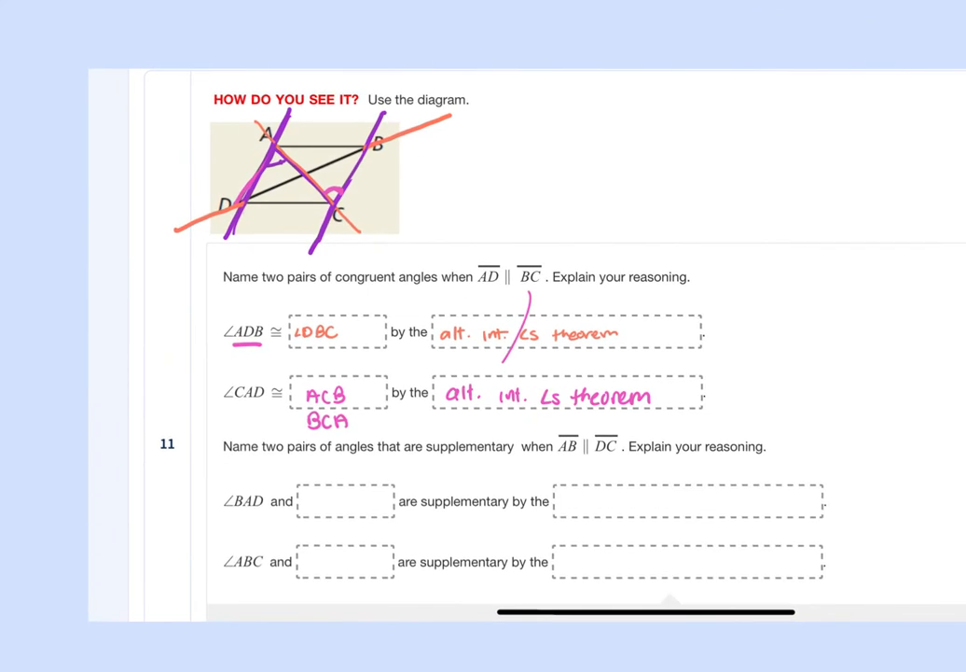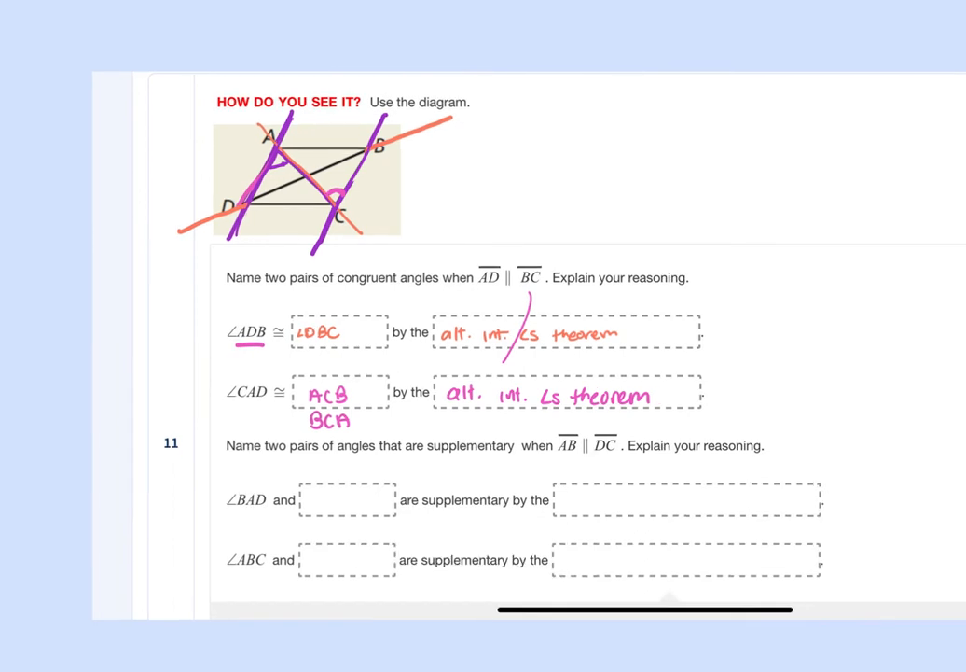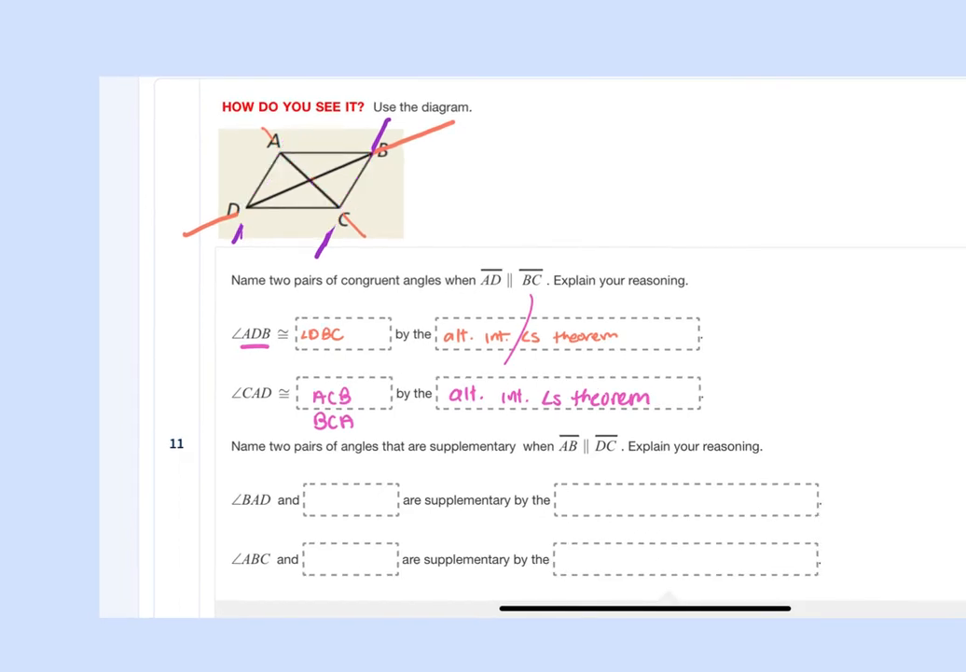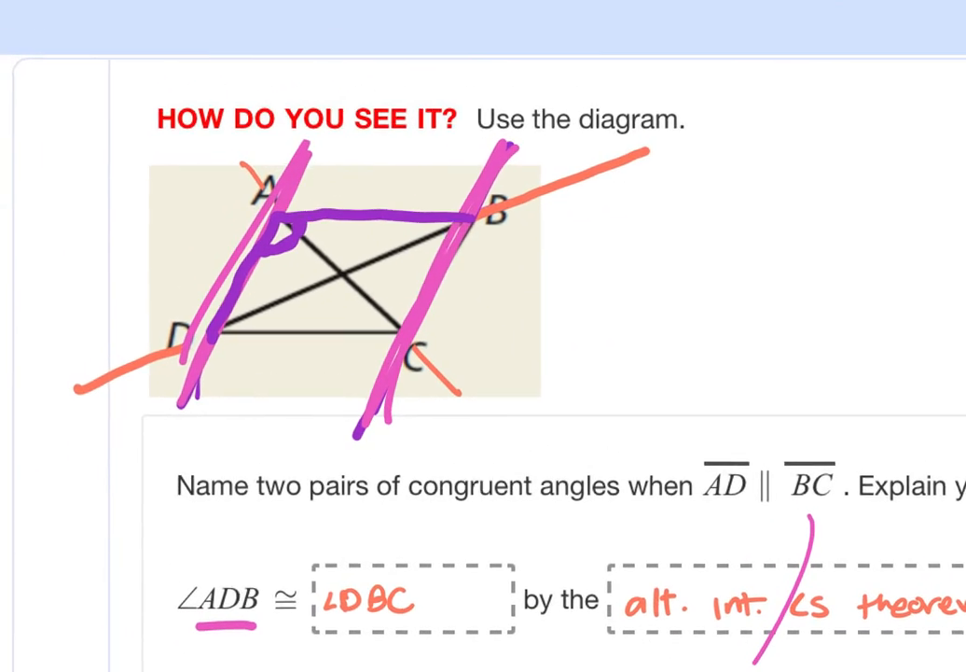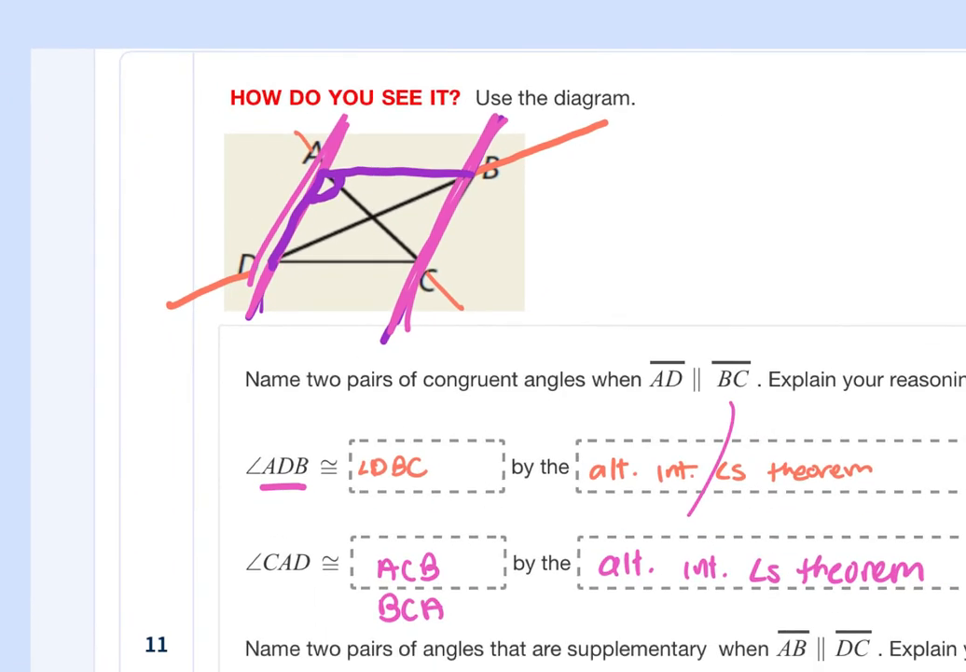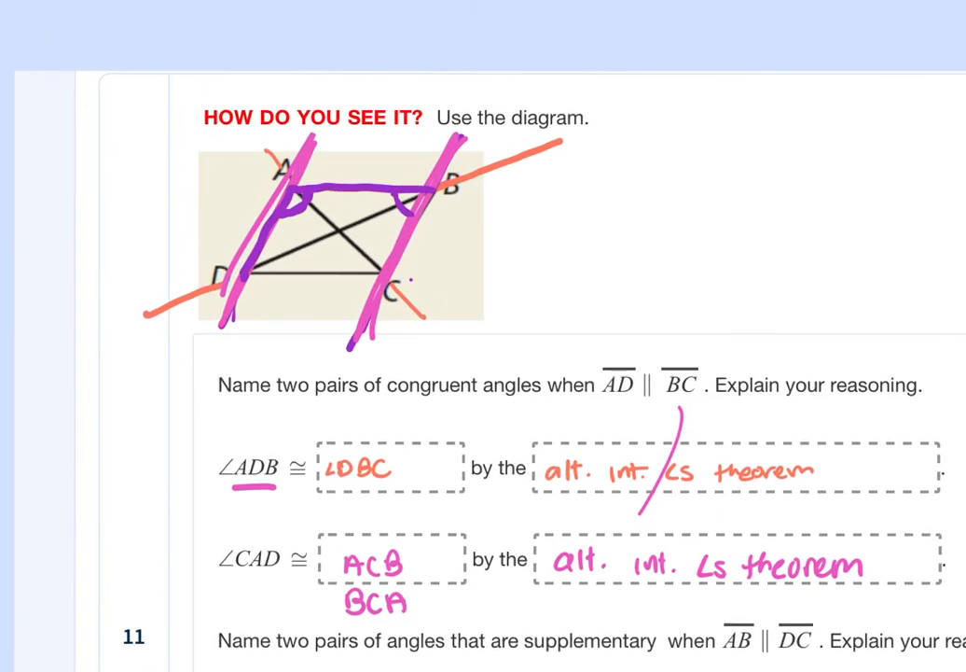First of all, then the second part said name two pairs of supplementary angles in which AB is parallel to DC. So again, you're going back to the same parallel lines, AD and BC, but BAD, which is here, is that angle, okay? The consecutive interior would be here with that, or it would be in this direction with that. No, sorry, not the first one. It's only the second one, which is ABC. Wait, why would it be there? Because the parallel lines are going in this direction, so now the transversal is here.